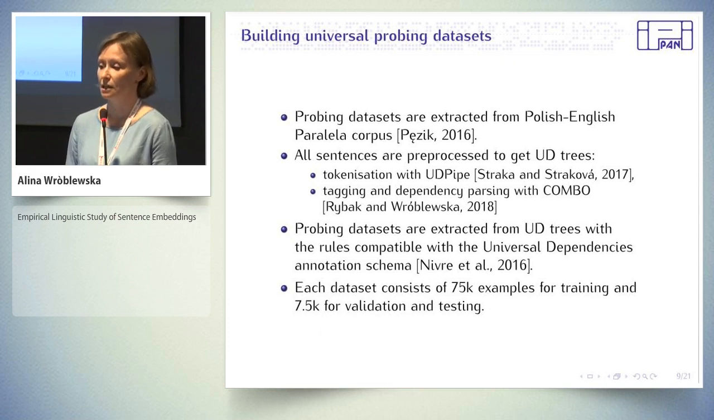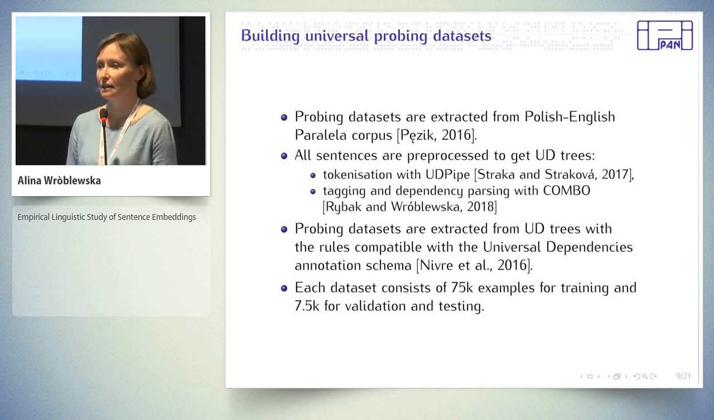We wanted to extract probing data sets which are comparable for both languages. That's why we extract them from a parallel Polish-English corpus. Then all parallel sentences are preprocessed to get universal dependency trees. They are just tokenized, tagged, and dependency parsed. And from those universal dependency trees, we've selected our probing data sets.